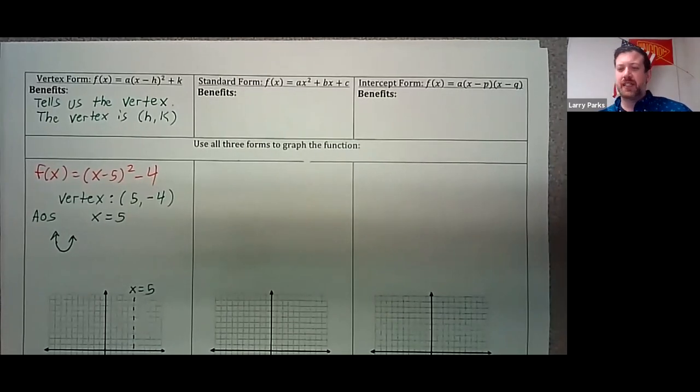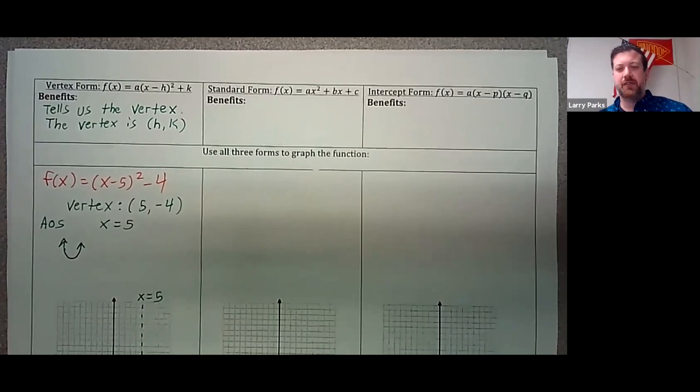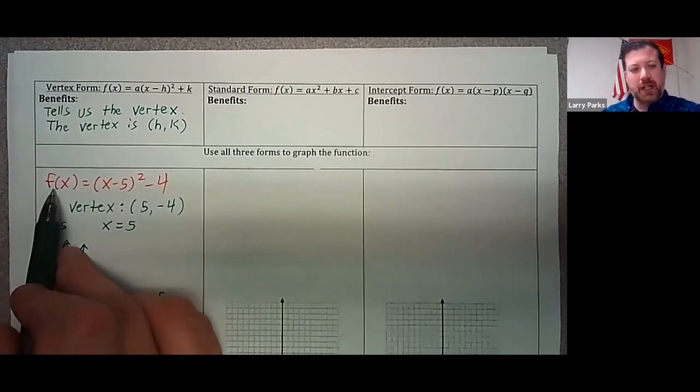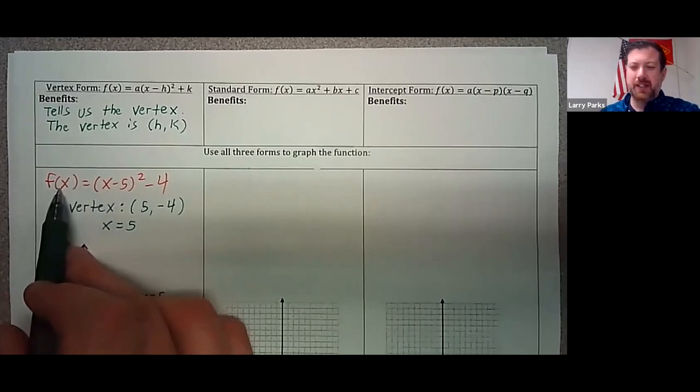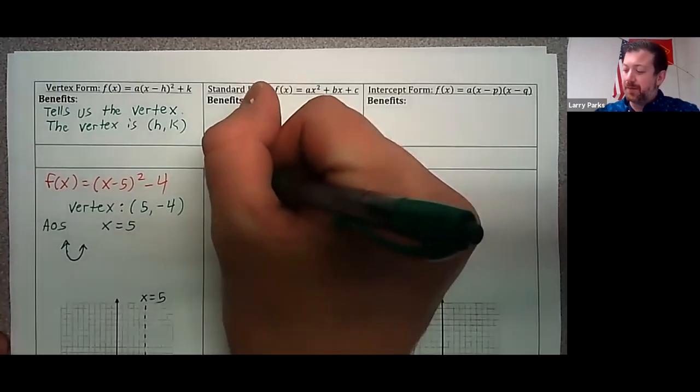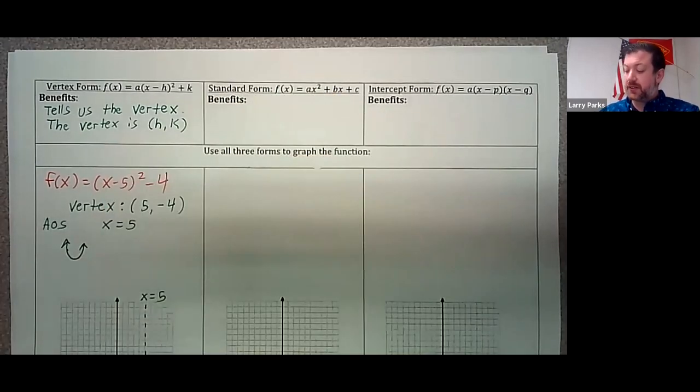So when you're in vertex form and you want to go to standard form, the easiest way, and I'm going to write this as y equals because you guys are used to y equals. All f of x is saying is it's a function. So I'm going to write this as y equals. I'll use the same color.